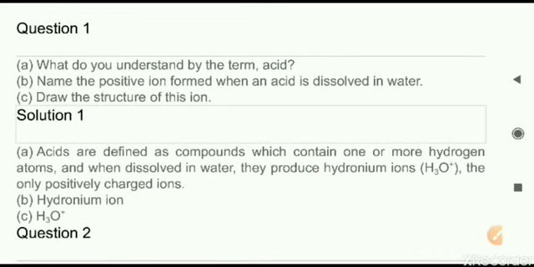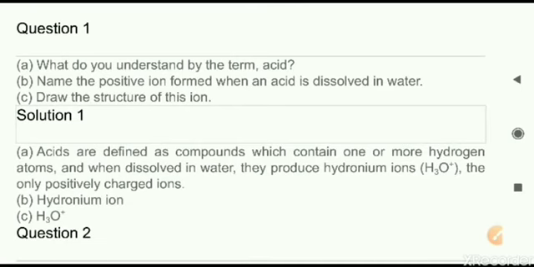Acids are compounds which contain hydrogen atoms, and when we dissolve any acid in water, they will produce H3O+, that is, the hydronium ion is produced. Then the second part, the B part question is, name the positive ion formed when an acid is dissolved. They are asking only for the ion, that is the hydronium ion, H3O+, you can write.